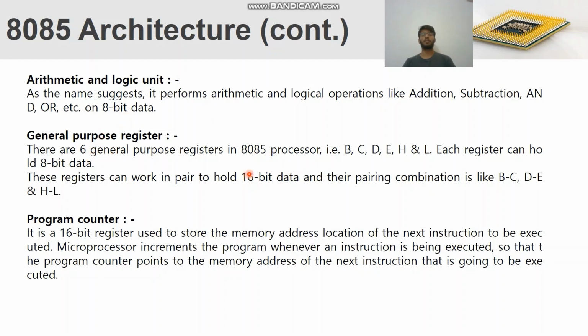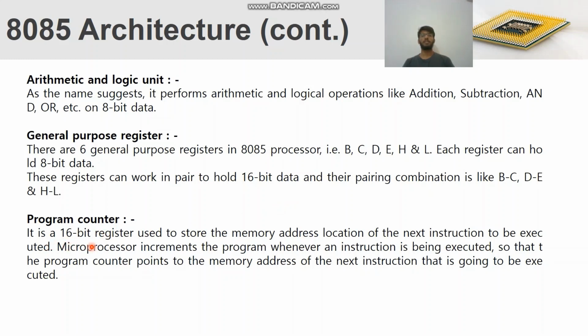Next is general purpose register. There are 6 general purpose registers in 8085, which I have shown earlier: B, C, D, E, H, and L. Each register can hold 8-bit data. These registers can work in pairs to hold 16-bit data, and their pairing combination is B, C, D, E, and HL.